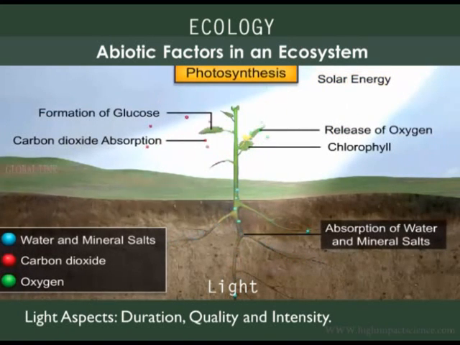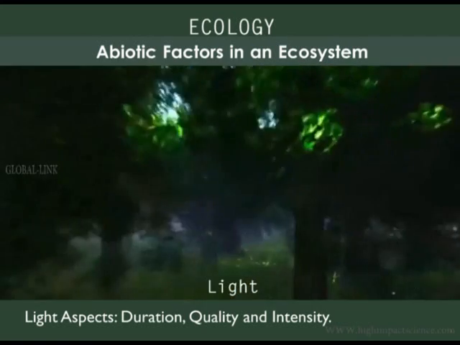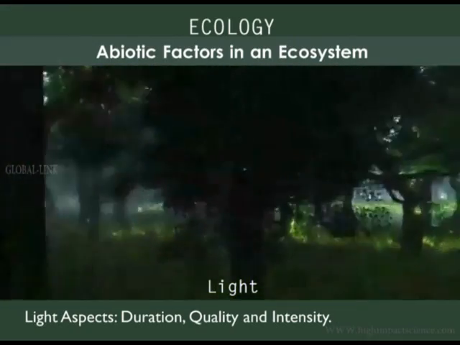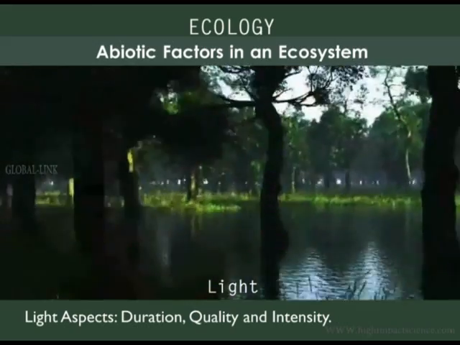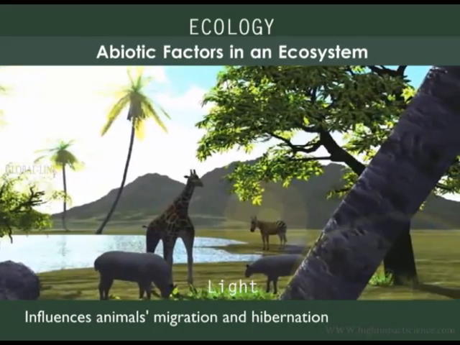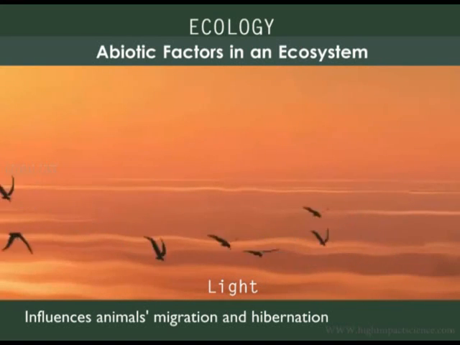The duration, quality and intensity of light determines the distribution of plants. Plants growing in dark, shaded areas can photosynthesize under low light intensity. In animals, light influences migration and hibernation.